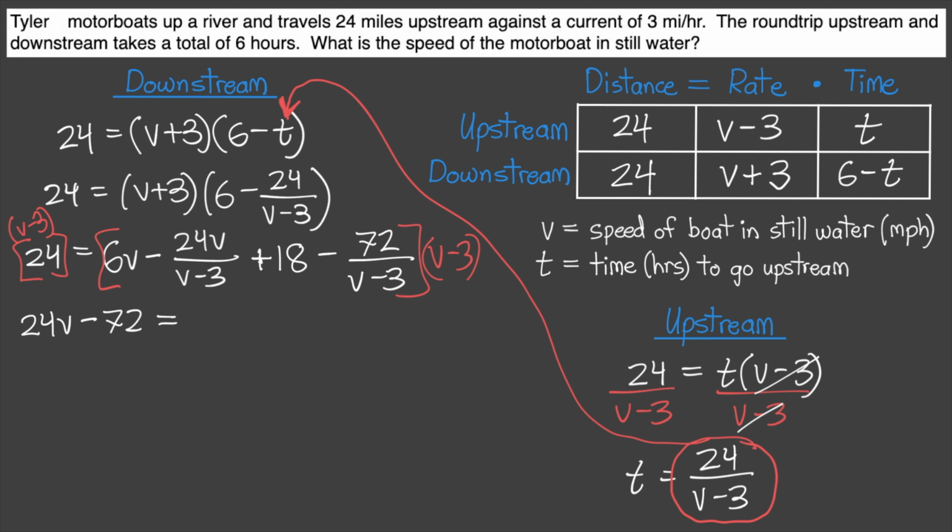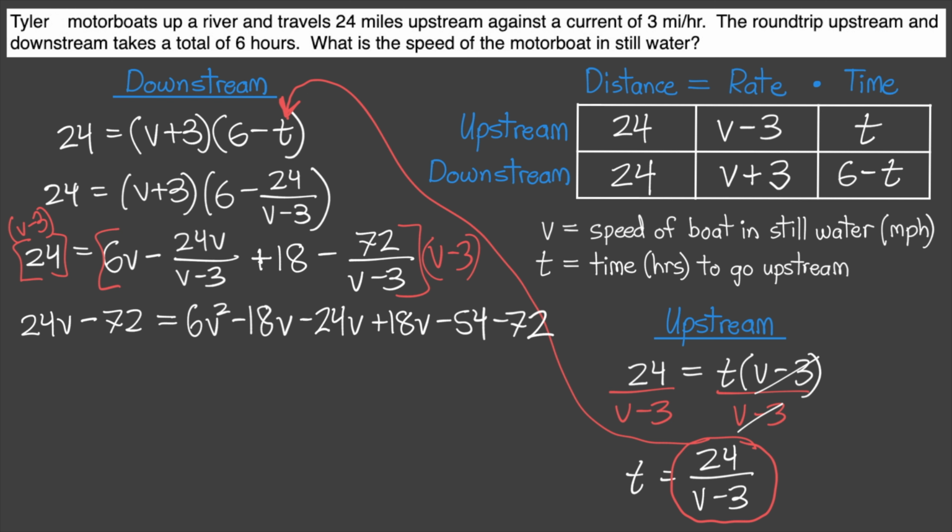That'll give us 6V squared minus 18V. Next, we'll multiply the V minus 3 by this fraction. The V minus 3's cancel, and we're left with negative 24V. Next, we multiply the 18 here by the V minus 3. That gives us positive 18V minus 18 times 3, which is 54. Okay, and then lastly, we multiply the V minus 3 by this fraction. The V minus 3's cancel, and we're left with negative 72.